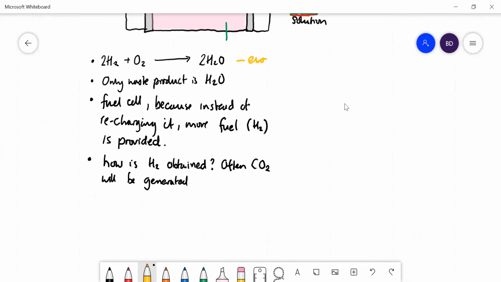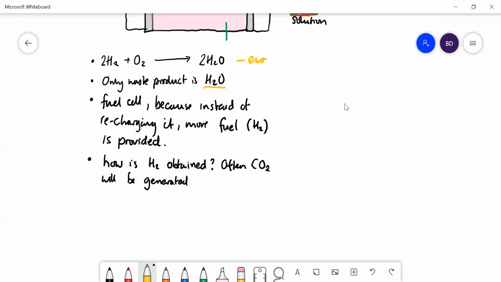The good thing about this is the only waste product is water. So if you're using it in a fuel cell to make an electric car move, you're only producing water, which is obviously not harmful, unlike a normal diesel or petrol engine. So good to use in the city.